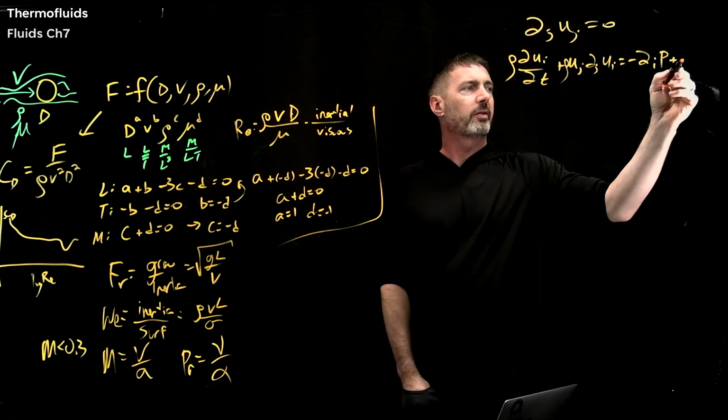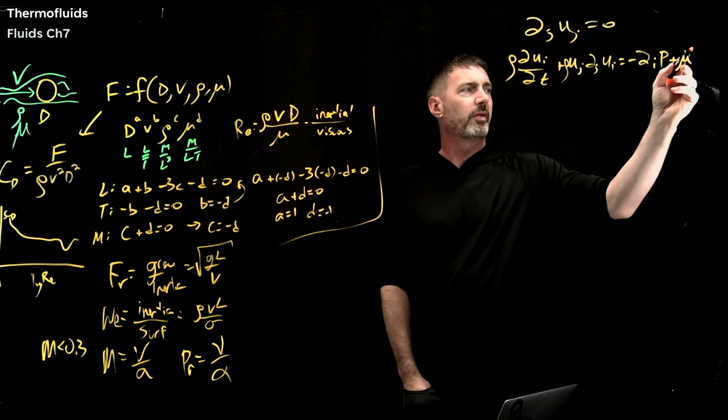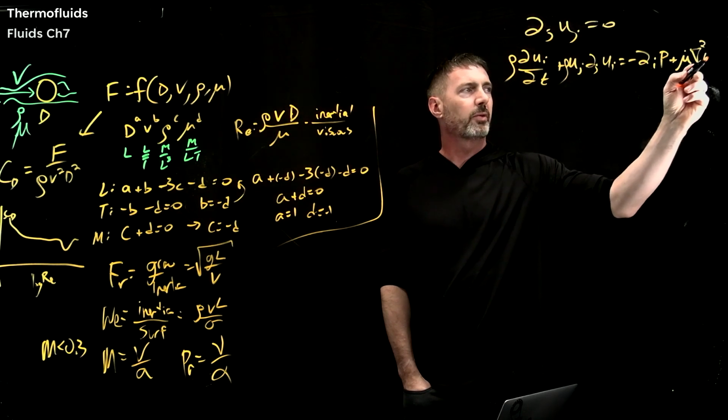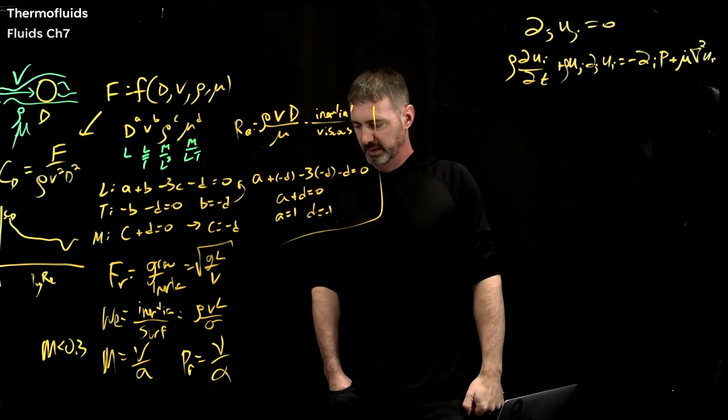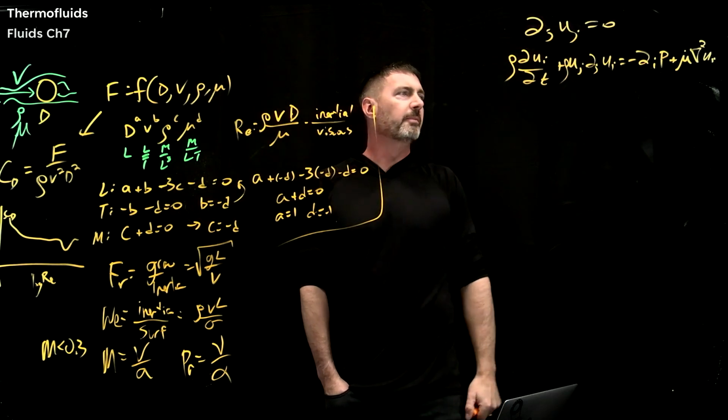And then this is usually viscosity, and then I'll just do del squared U_i. I do like the del squared as a compactness. You can write it just del_j if you like.